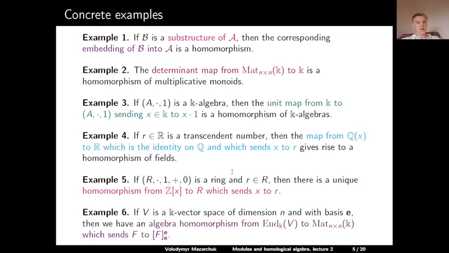Example 6: if V is a K-vector space of dimension n with a fixed basis, bold E, then we have an algebra homomorphism from the algebra of all linear endomorphisms of V to the algebra of all n times n matrices over K. Here n is the dimension of our vector space V. And this is the coordinate map. It sends a linear endomorphism f of V to its matrix with respect to the basis E.